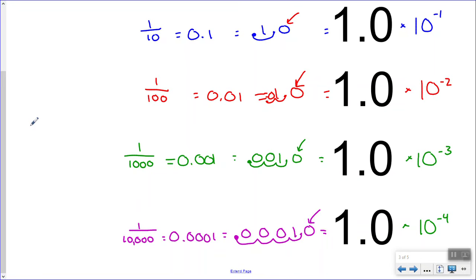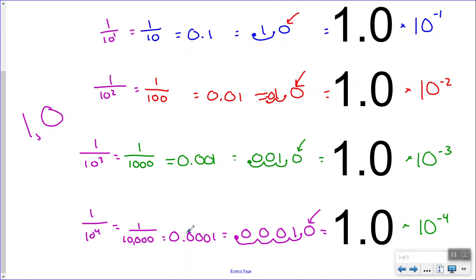Notice that the only numbers I see here are 1s and 0s. There's no negative signs, and there's no 2s, 3s, 4s, or 5s. There's only ever going to be 1s and 0s when dealing with powers of 10. Another way to write each of these fractions would be 1 over 10 to the first, 1 over 10 squared, 1 over 10 cubed, and 1 over 10 to the fourth. We can take that exponent that's negative and make it positive by moving it into the denominator of a fraction.